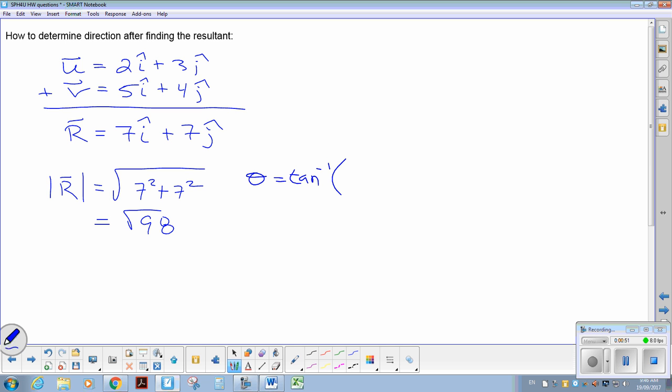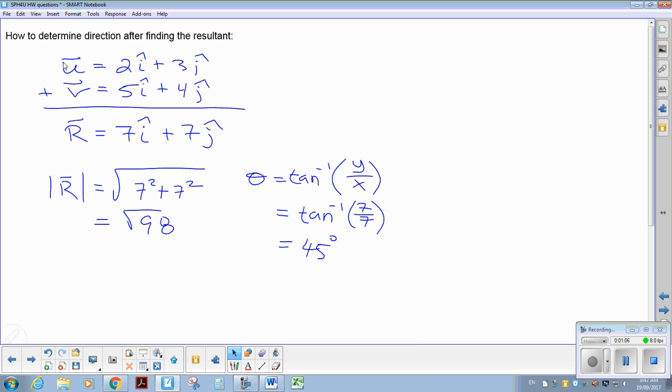tan inverse of the y component over x. So in this case, tan inverse of 7 over 7 gives me a 45-degree angle. All right, so how do you determine the directional coordinates?